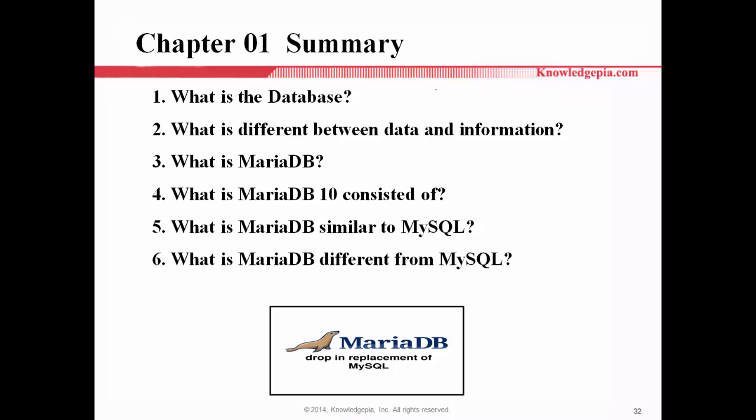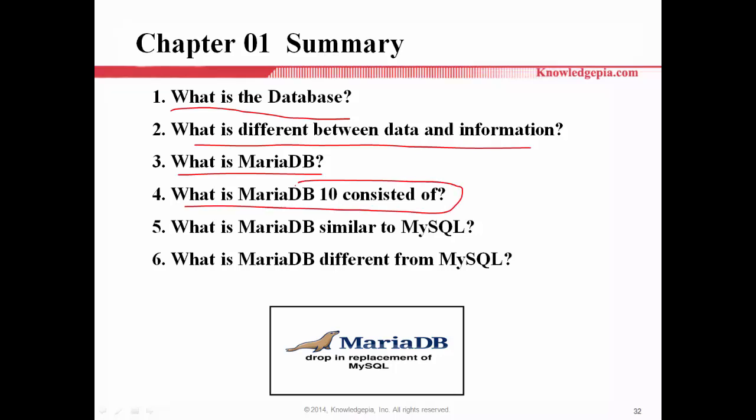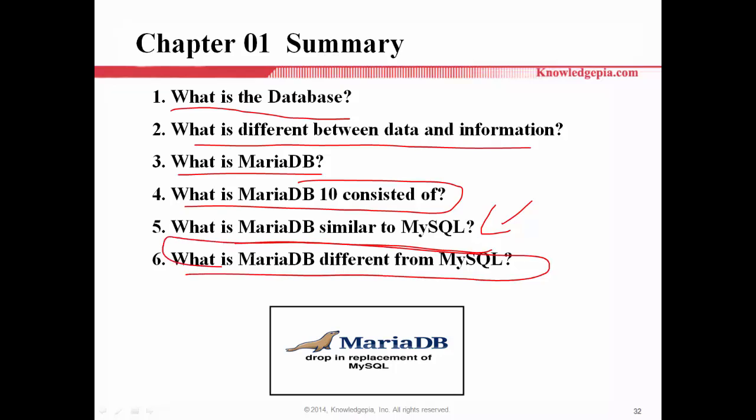Okay, chapter 1 summary. In this chapter, you studied these things: What is a database? What is the difference between data and information? What is MariaDB? What does MariaDB 10 consist of? What is MariaDB similar to in MySQL, like common features? And what is MariaDB different from MySQL?